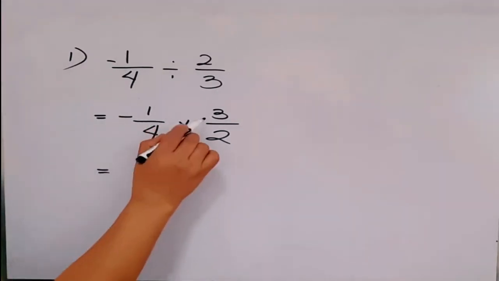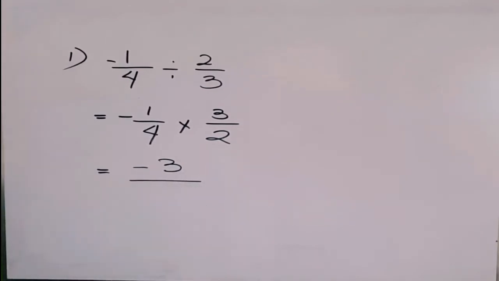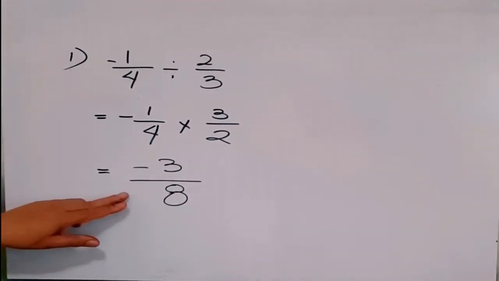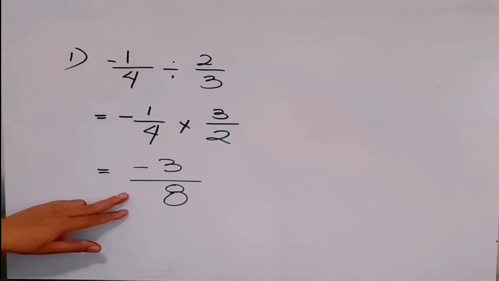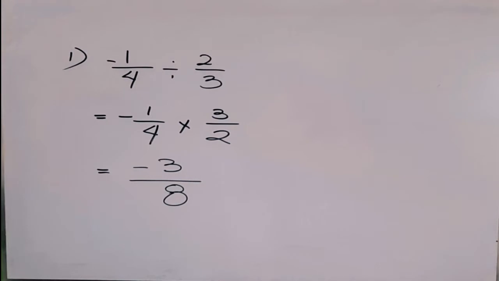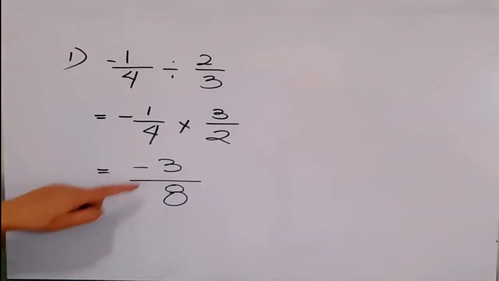And then we multiply the numerators. It's negative 1 times 3 is negative 3. And then multiply the denominators. 4 times 2 is equal to 8. Can we still reduce this? No, because there is no common factor between 3 and 8. Therefore, negative 1/4 divided by 2/3 is equal to negative 3/8.